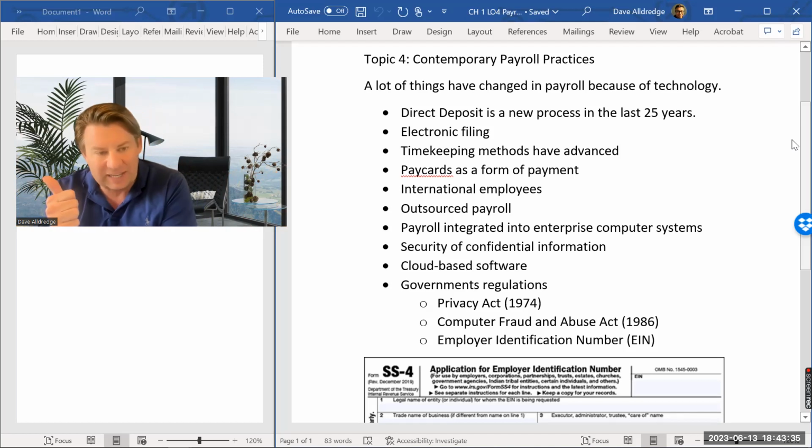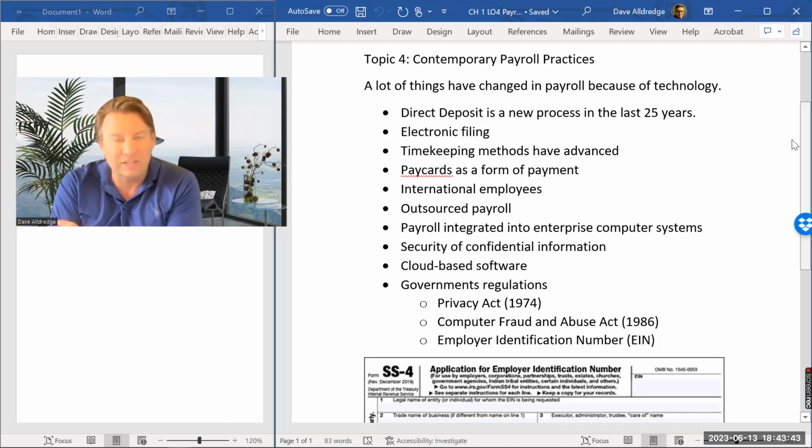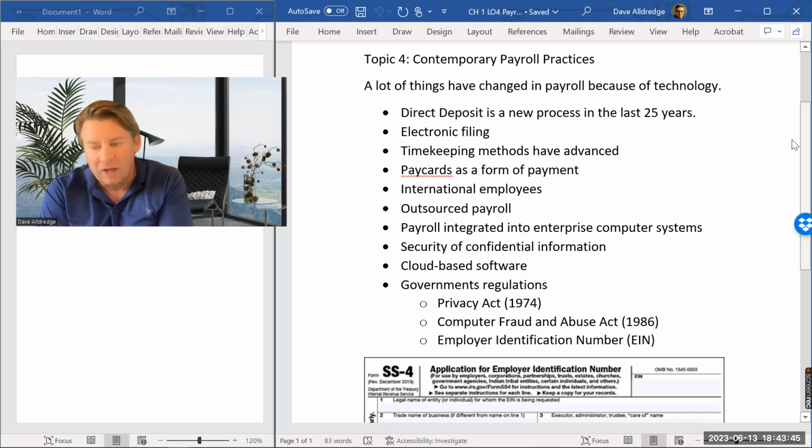So a Privacy Act, right? How our information is kept private, and how we can secure our confidential information. The Computer Fraud and Abuse Act. This was in 1986, by the way. So computers were just barely on the scene.